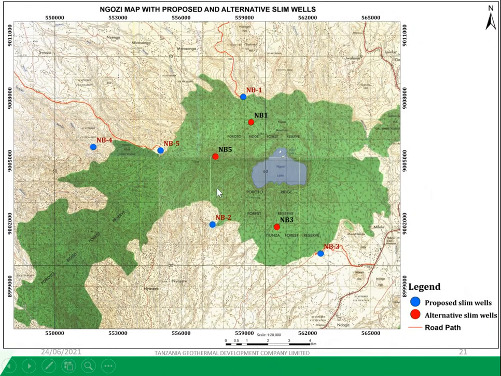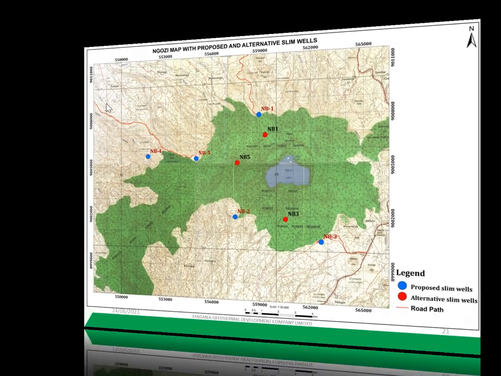Also, this is the topographical map overlaid with the wells. The aim of this map is to identify the topographical nature of the located wells of this area.